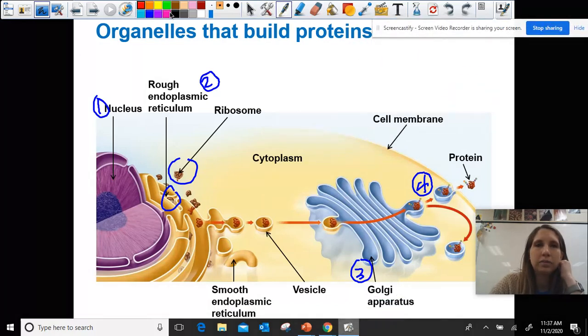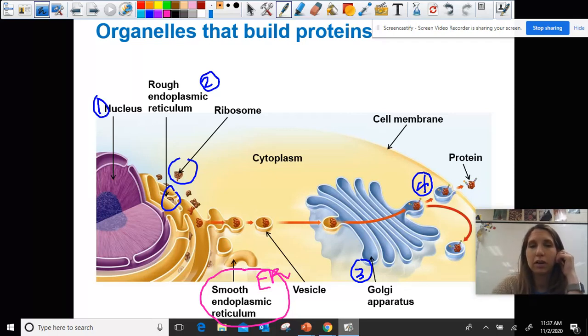So one of the items that I forgot to mention, or that I did not mention yet, was the smooth ER. And the reason why it wasn't brought up yet is because the smooth ER's job is very different. Even though it's still the endoplasmic reticulum, it's still an ER, the job of the smooth ER is not like the job of the rough ER.